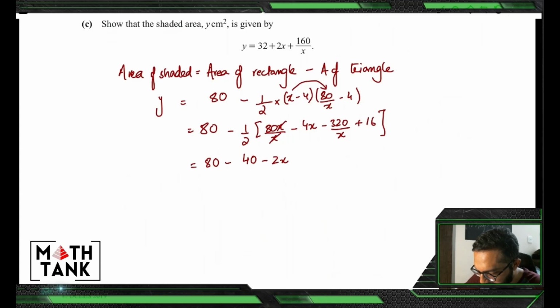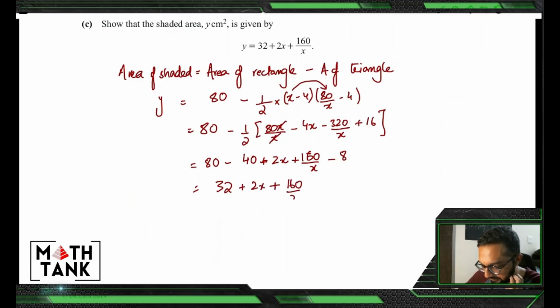2x. Okay, that would be plus, and that would be another plus 160 over x, and that would be minus 8. So 80 minus 40 is 40. 40 minus 8 is 32, plus 2x plus 160 over x. Okay, that's another algebra word problem.